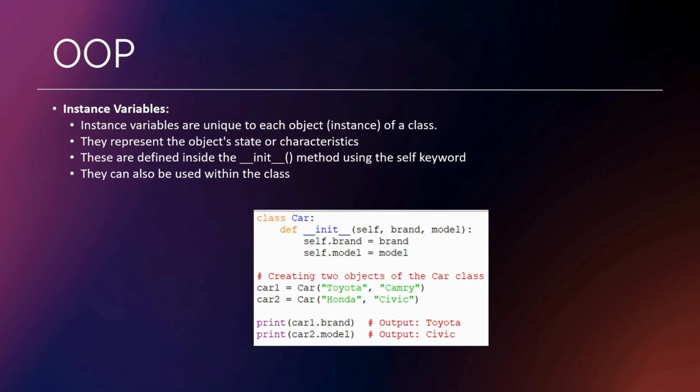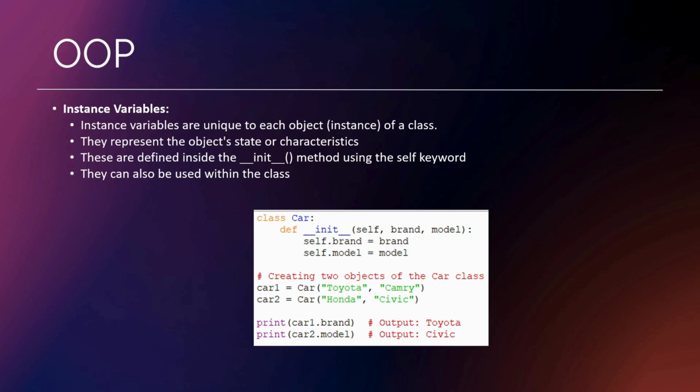So now let's quickly have a look at the difference between variables. There are two types of variables. First is the instance variables. Instance variables are unique to each object, as we discussed in the previous one. If I have two objects, the first object cannot have the value of a variable of the second object, right? For example, car 1 and car 2. If I say brand, car 1 cannot have a brand of Honda. Car 1 will always have a brand of Toyota until and unless I change this brand myself, right? So they represent the object's state or characteristics.